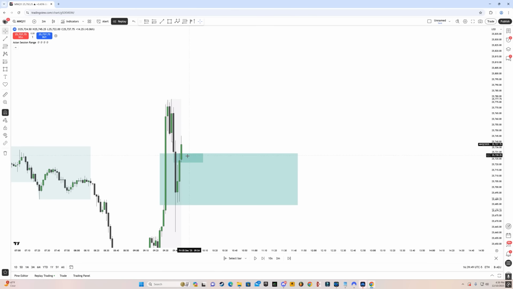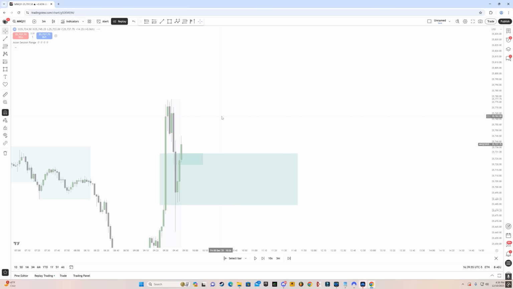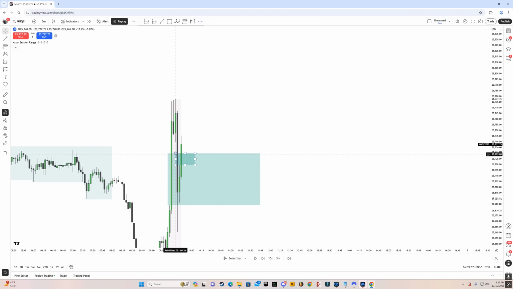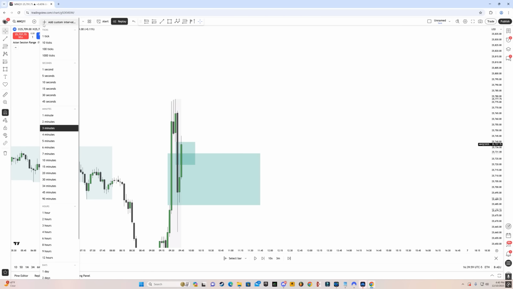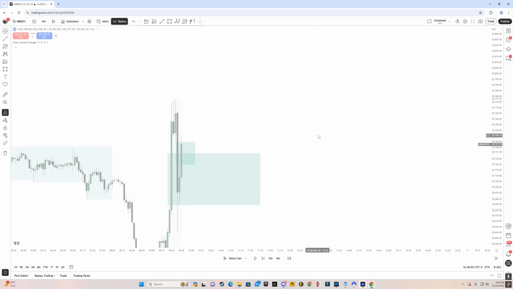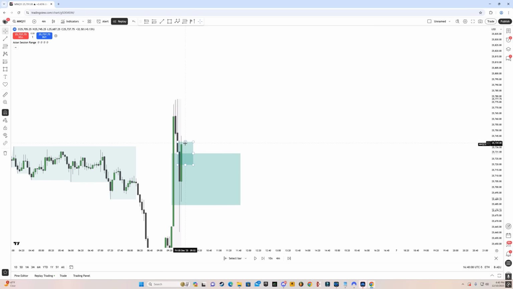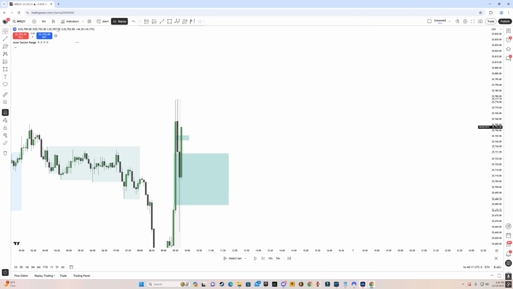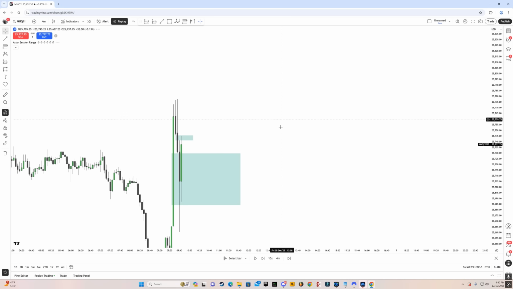We have a fair value gap on the 2-minute time frame around this area. So you want to check the 3-minute time frame as well. We have a 3-minute fair value gap as well. Let's check the 4-minute time frame. And you can also see that we have a 4-minute fair value gap created right here. Let's check the 5-minute time frame. And we don't have a 5-minute, so we're going to stick to the 4-minute time frame.